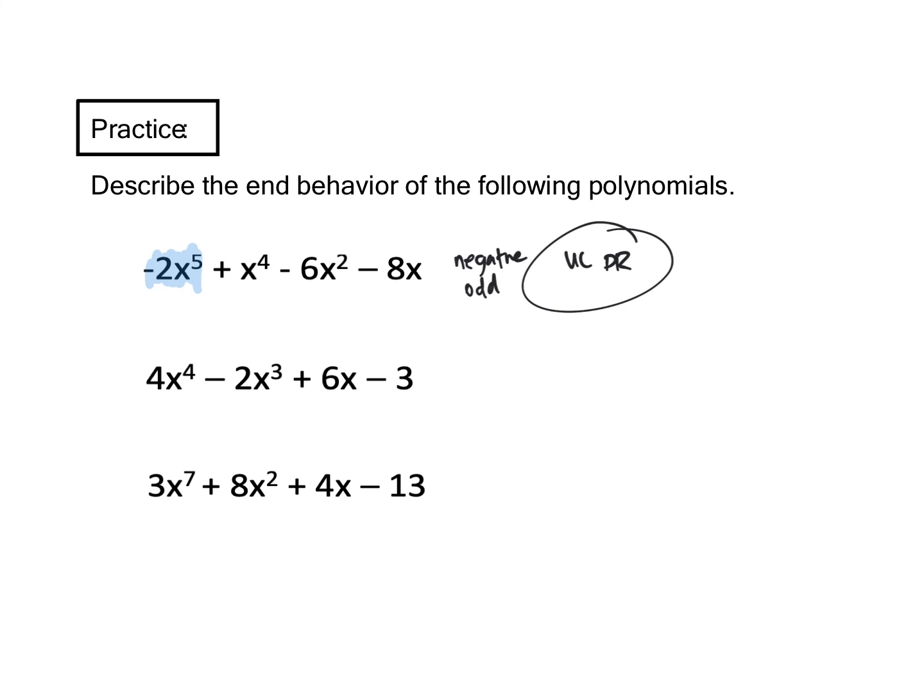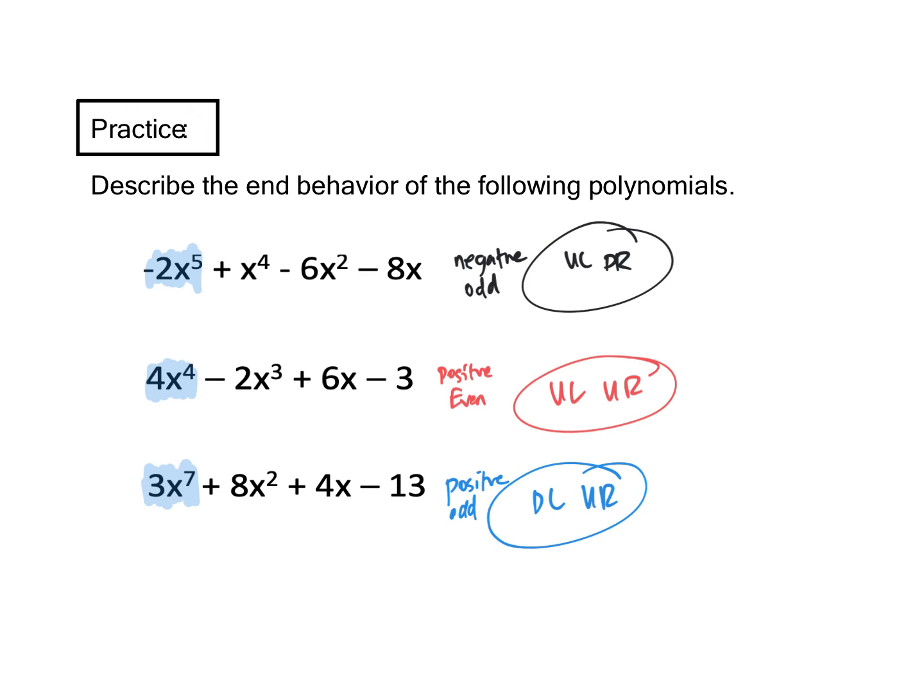For this next one, the leading term 4x to the 4th is a positive leading coefficient with an even degree. So it's going to go in the same direction: up left, up right. For this last piece, the leading term is 3x to the 7th power. That's a positive leading coefficient and an odd degree, 7. So this is going to end up being a down left, up right graph.